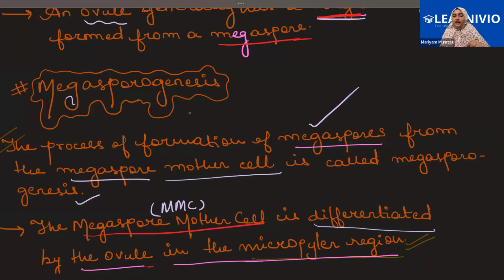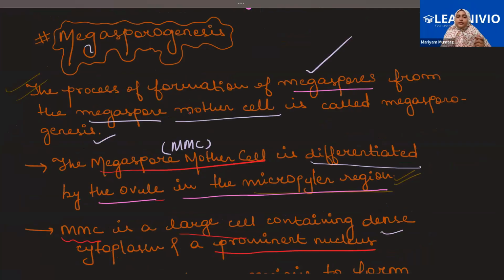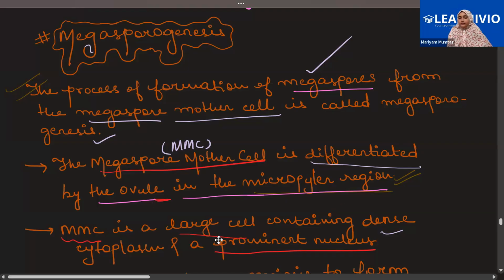Now talking about megasporogenesis, just like how microsporogenesis was for the formation of microspores, in the same way megasporogenesis will be for the formation of megaspore. Here the megaspore mother cell, that is MMC, undergoes meiosis. The megaspore mother cell is differentiated in the ovule in the micropylar region, meaning in the region of the micropyle.